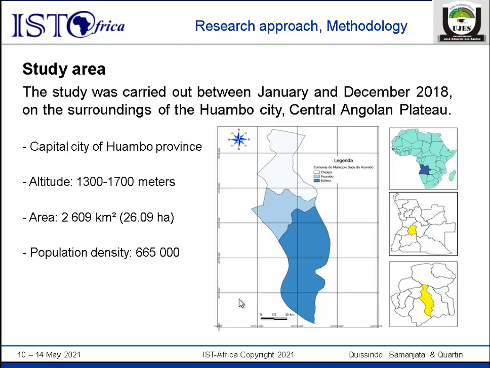This is the capital of Huambo province in the uplands of Angola. The values of altitude, area, and population density are shown here.